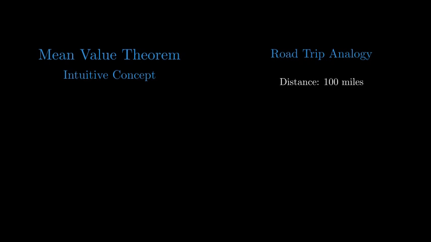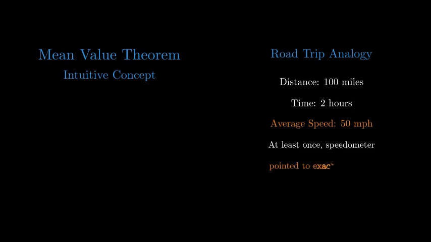Because your speedometer changes continuously throughout the drive, you intuitively know that at least once during the trip, your speedometer must have pointed to exactly 50 miles per hour. You were going faster at some moments and slower at others, but you had to hit your exact average speed at least once. The mean value theorem proves this concept mathematically for continuous and differentiable functions.